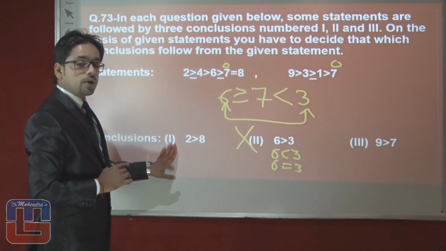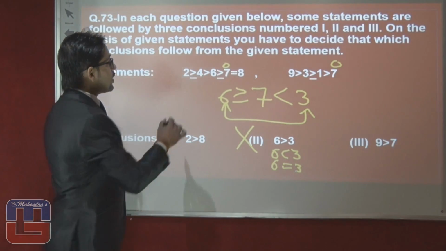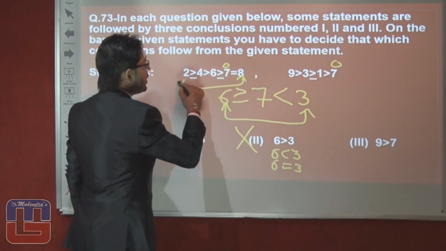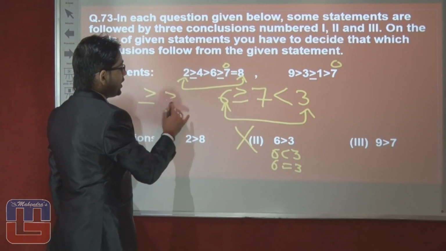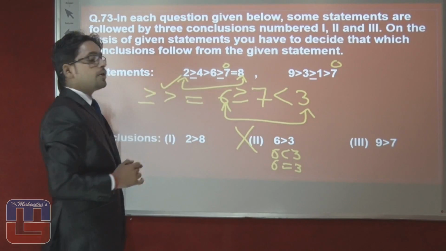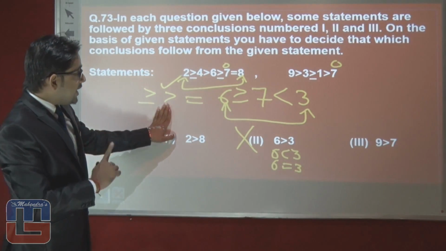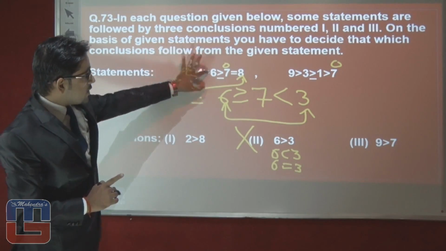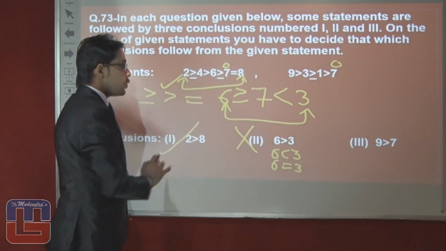Now move toward the first conclusion, which is about 2 and 8. You can look over here, 3 signs exist between 2 and 8. We have to put greater on the basis of priority, which gives 2 is greater than 8. So the first conclusion is true.